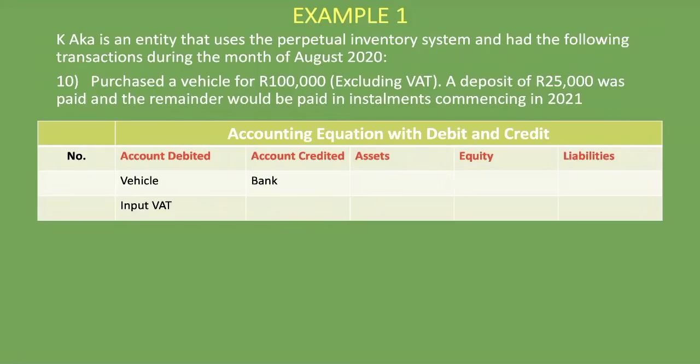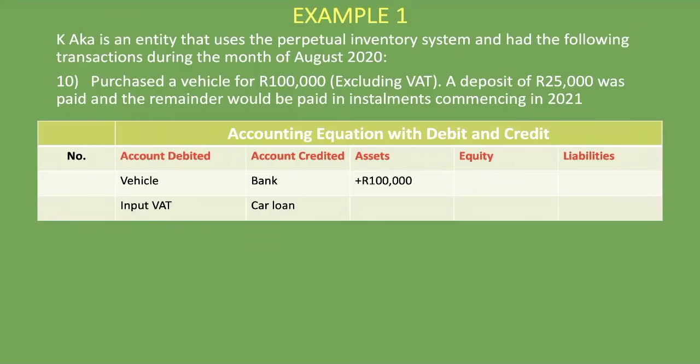The third one we have here is bank. Remember, a deposit of 25,000 Rand was paid. That means money left our bank account. That's why we're crediting the bank. And then the last one we have here is the car loan, because a car loan is a liability. We're putting it on the credit side because liabilities increase on the credit side. And then for the vehicle, we put the amount excluding VAT. Remember, for our assets, the amount has to exclude VAT, and the 100,000 Rand excludes VAT, so we put the 100,000 Rand.